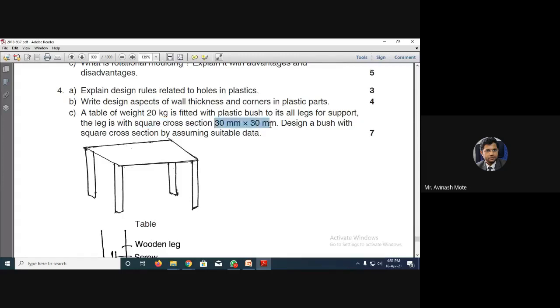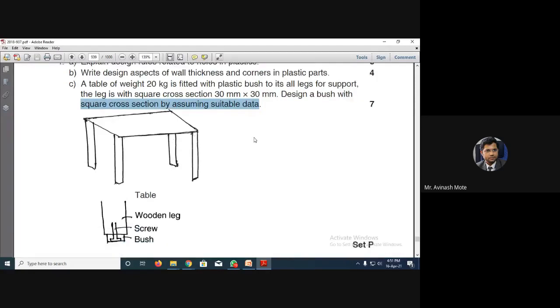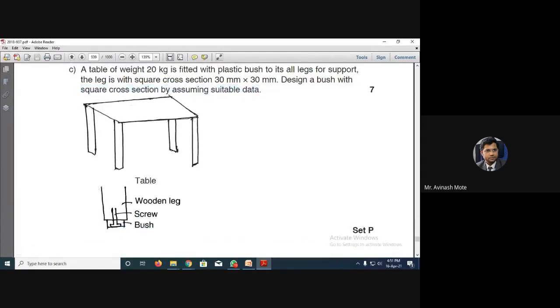Now they have given the size also, 30 mm by 30 mm. That problem is also solved. Design a bush with square cross section by assuming suitable data. What is difficult? This is required here. Only this much. Getting it? So again, it is very simple to design.